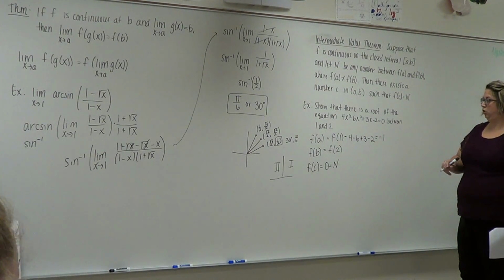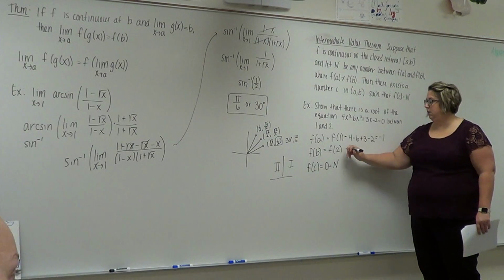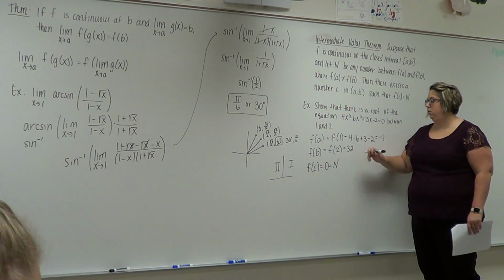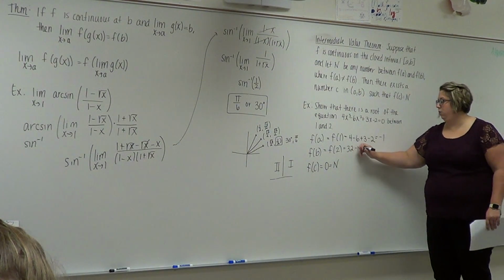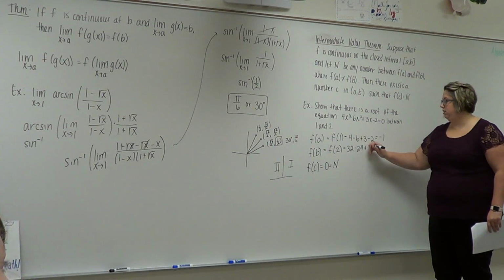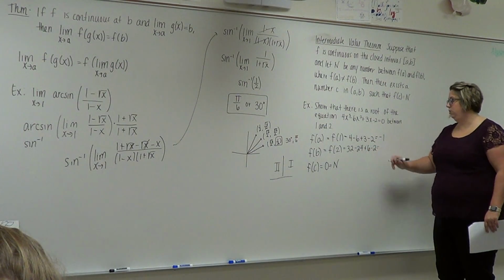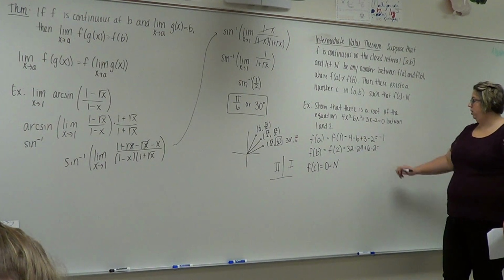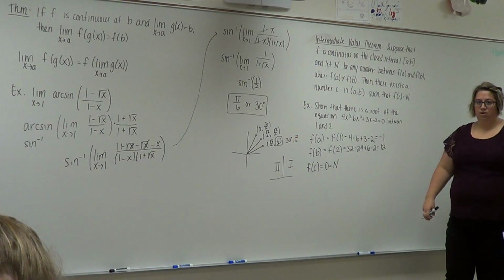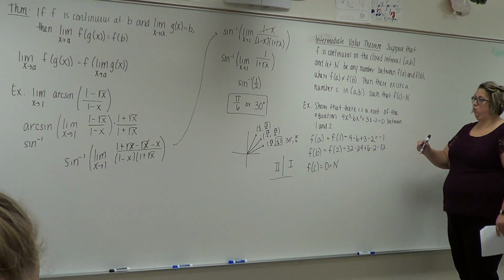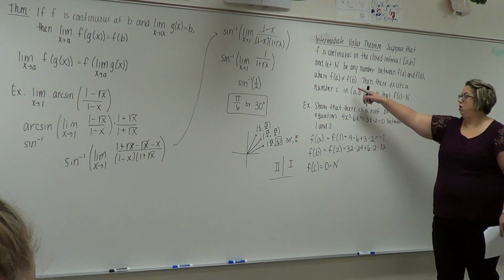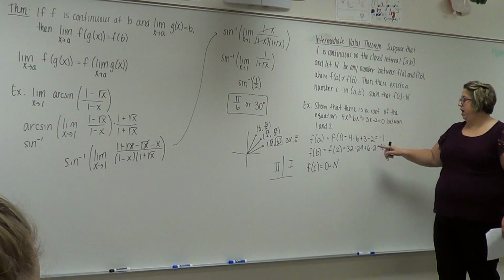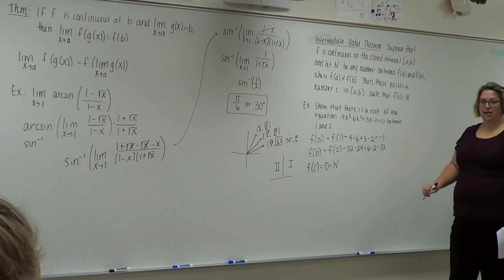Okay, and if I put in 2, 2 cubed is 8 times 4, so that'll be 32 minus 24 plus 6 minus 2, which is 12. Okay, so does f of A equal f of B? No. No, so we're okay so far, right? Okay, now, is it going to cross the x-axis?